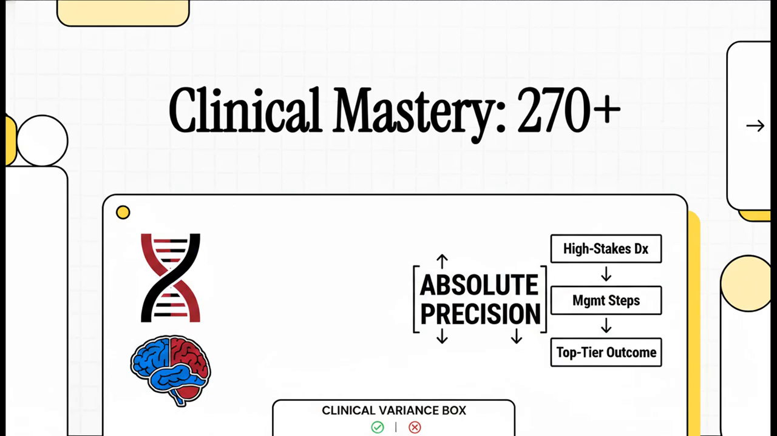Let's get right into it. In this explainer, we're executing an integrative mixed block simulation, and it is calibrated strictly for a 270-plus score. We're bypassing the basics today to establish a strict peer-to-peer professional baseline. The clinical material we're analyzing requires absolute precision. We'll dissect the high-stakes diagnostic variables, discrete management steps, and the precise mechanisms that completely separate an average performance from top-tier clinical mastery. Let's begin.